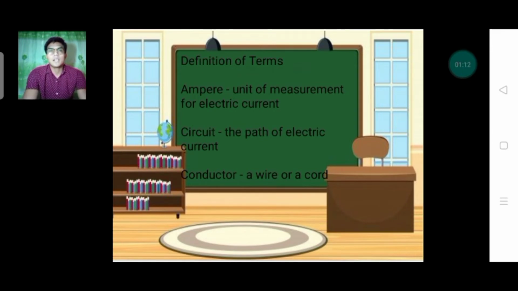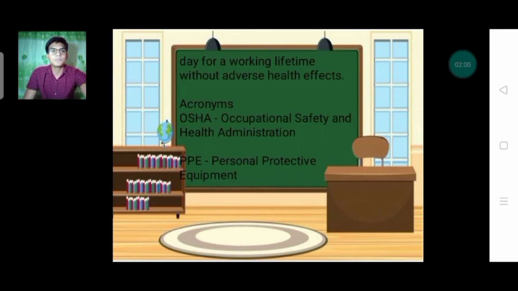Bago tayo magsimula sa pinakang discussion natin, class, may mga definition of terms dito, para mas maunawaan ninyo yung mga words na makikita ninyo dito sa topic natin or sa lesson natin na ito. May dalawang acronyms tayo dito.